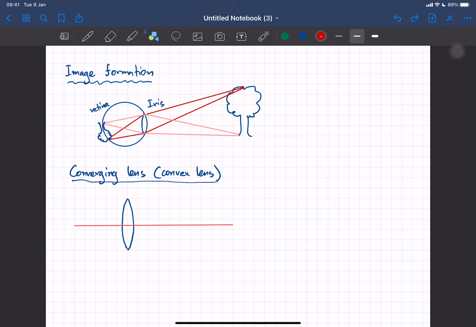So if we have a light ray coming in from far away like this, or parallel, so going like this, okay, this converging lens will combine these light rays onto a single point, which is quite hard to draw if you have too many lines. But I hope you see what I'm trying to do here.